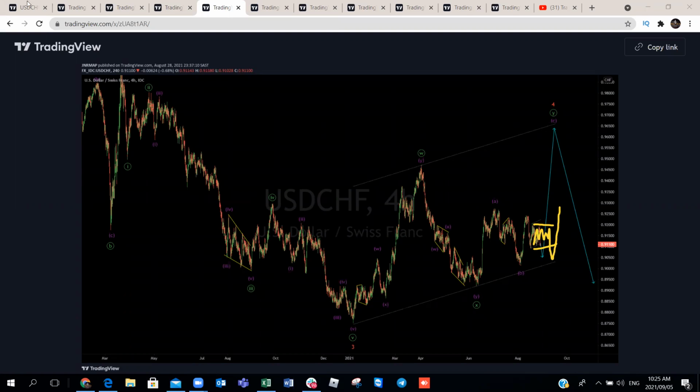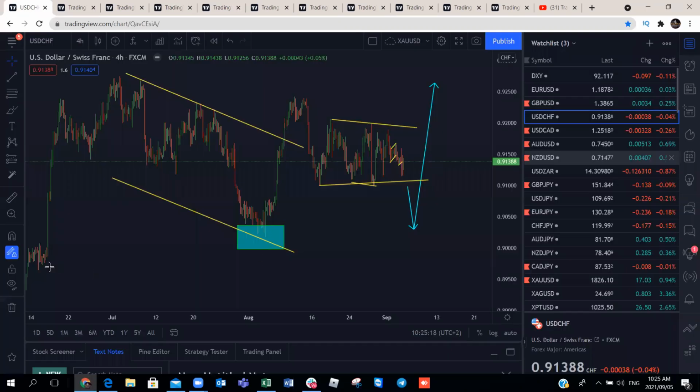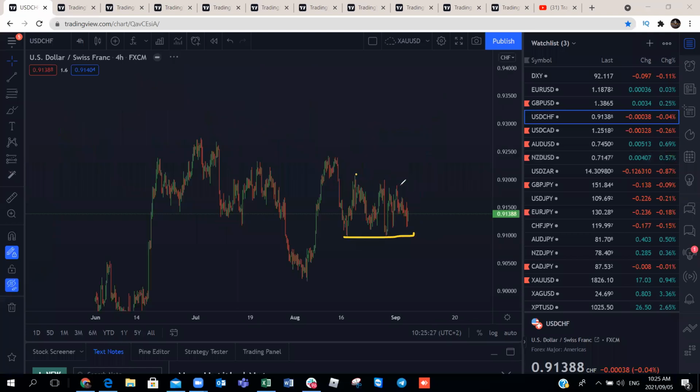Let's have a look at it. Let's have a look at the 4-hour chart here. So this is what we've got here. We're now expecting this one to give us what looks like a triangle here. And if it is a triangle, that means we're going to have 1, 2, 3, 4, and a 5. And then we're going to get this structure here, 1, 2, 3. Okay, we may get a bounce here on US dollar chief and continue to the downside.